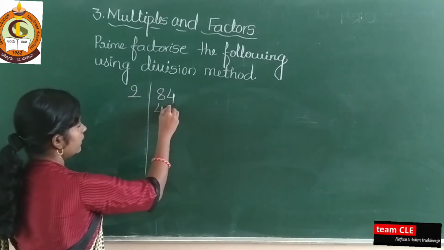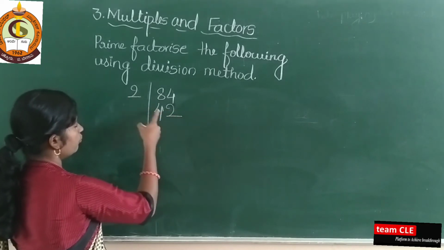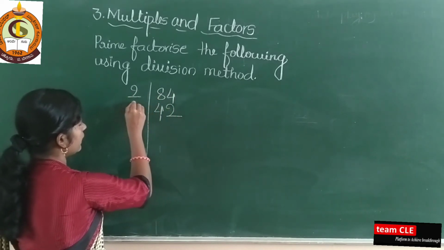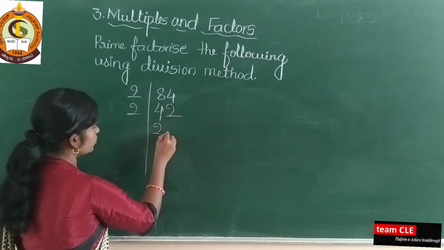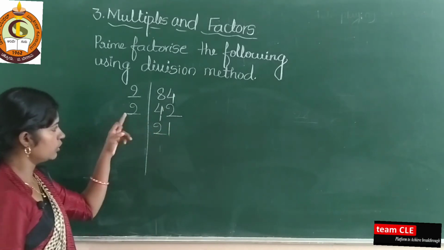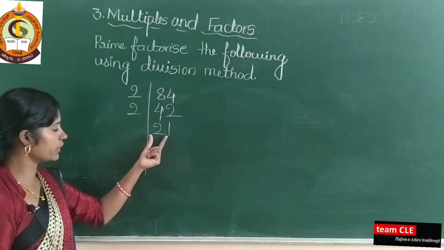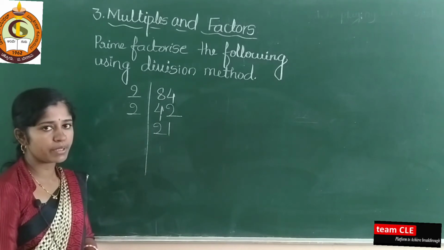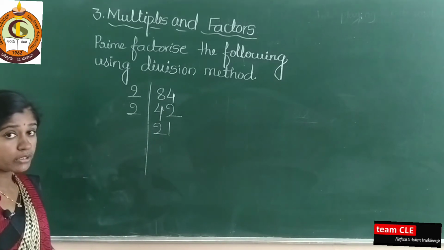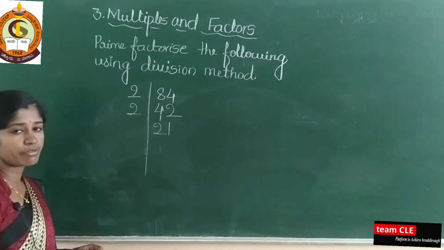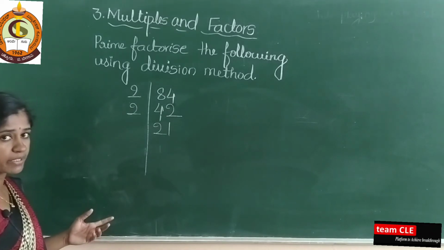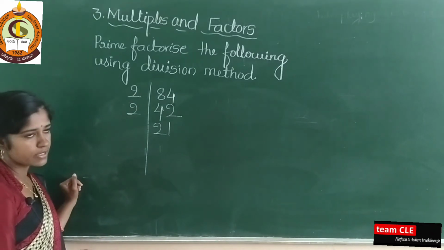Yes, 2 4s are 8. 2 2s are 4. Again you take 2 here. 2 2s are 4. 2 1s are 2. So 21, here 1 is there, which means the number is not divisible by what? 2. For this you need to know divisibility rules. If you know divisibility rules, then you can solve this example.